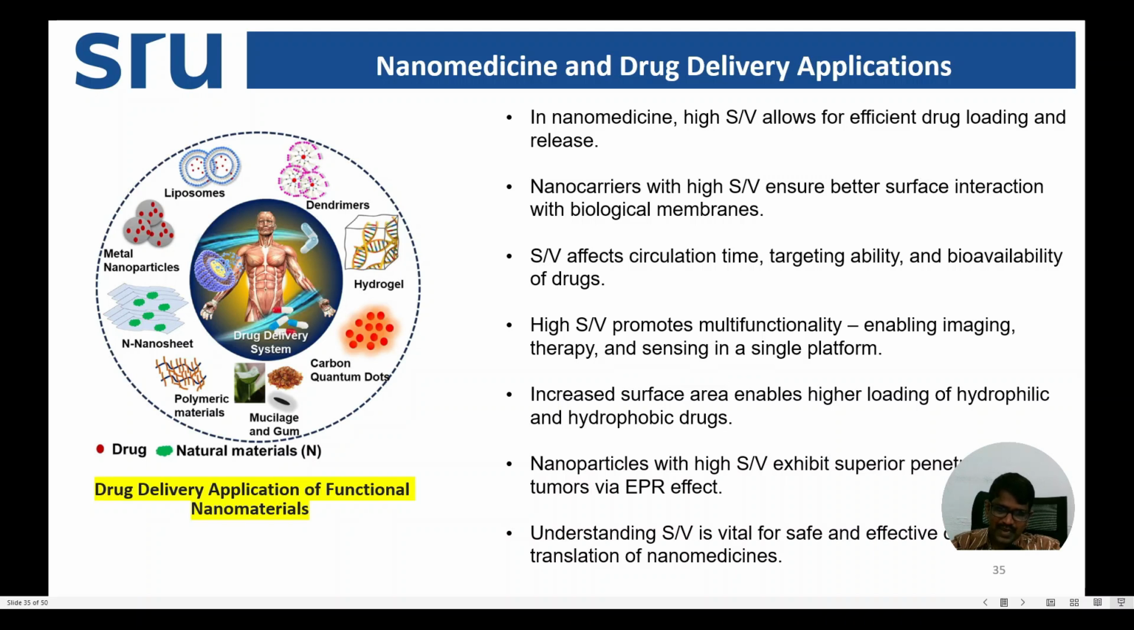Understanding surface to volume ratio is vital for safe and effective clinical translation of nanomedicines. We need to understand the side effects, how it affects, and how the efficiency improves. So we need to test everything before we use these nanomedicines for drug delivery systems.